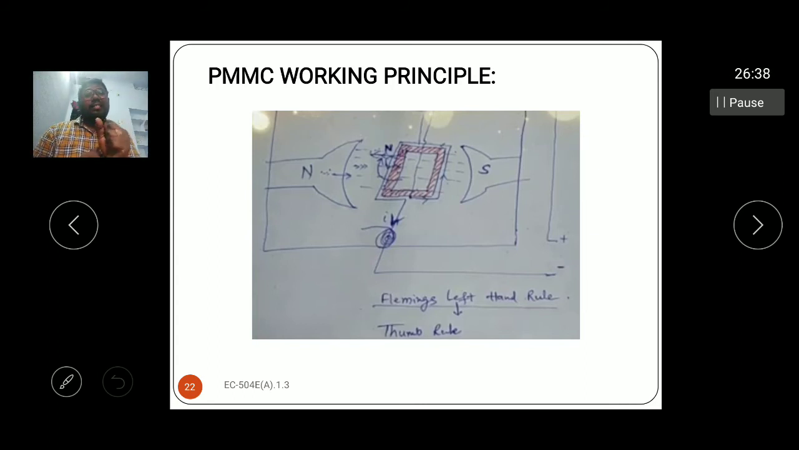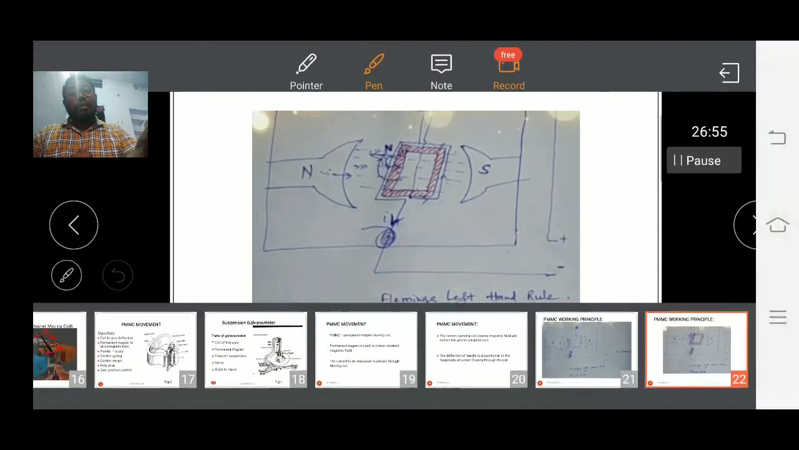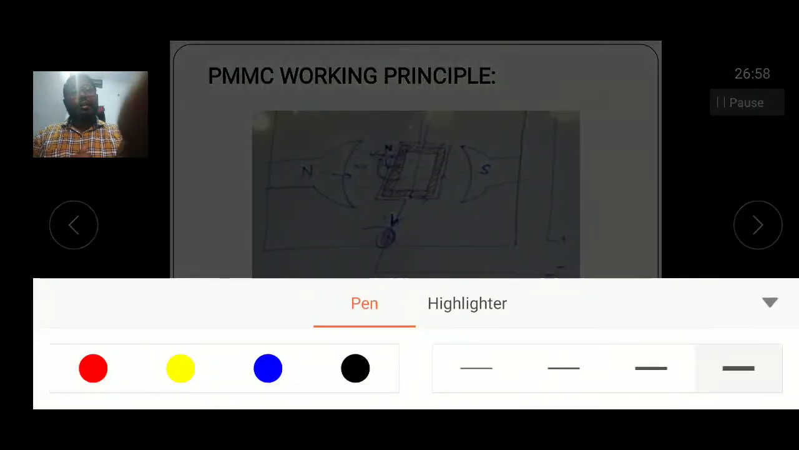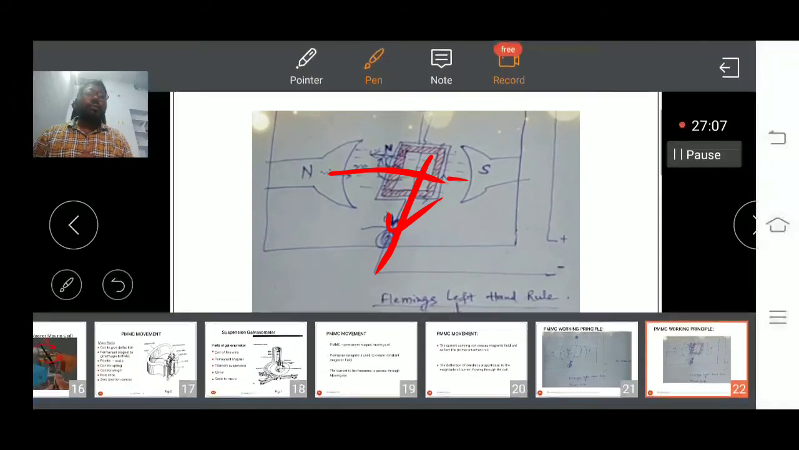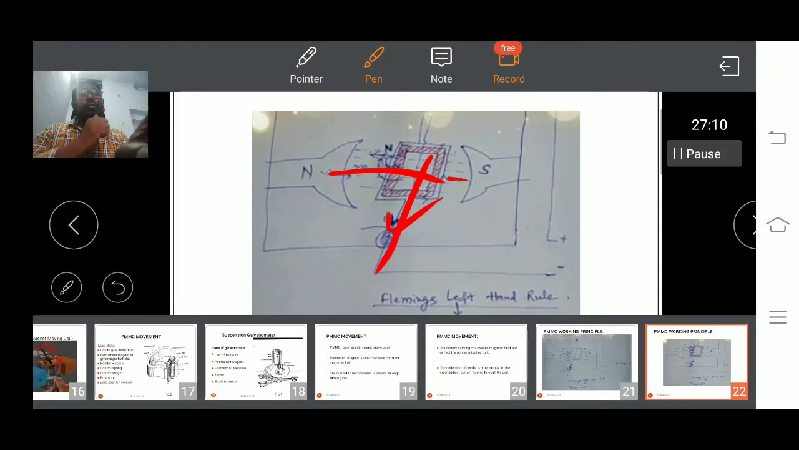In this electrical system, with the help of the thumb rule, what we have to observe is the motion of the magnetic base along with the coil. The current is flowing from top to bottom, and the magnetic field flows from north pole to south pole. Then the iron aluminum base moves with the coil in a rotating manner.